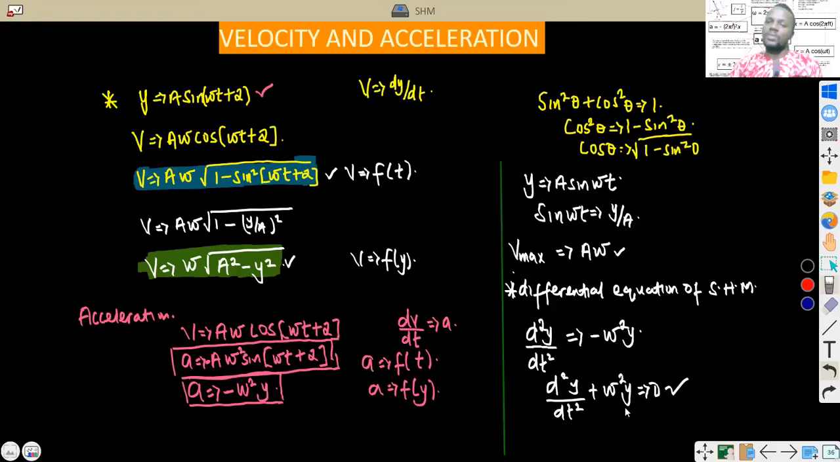This equation, you keep down in your note, is called the general differential equation of SHM, which we use in advanced physics to solve a lot of questions. So keep it in mind.